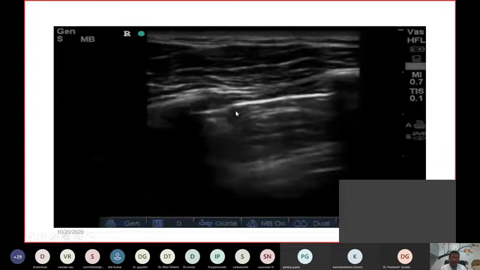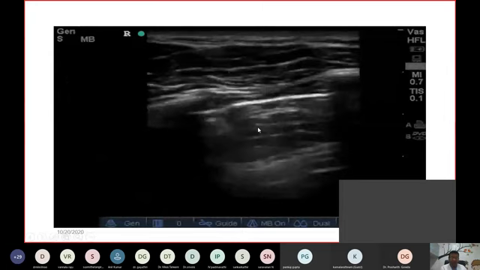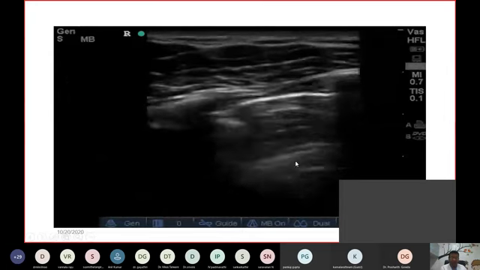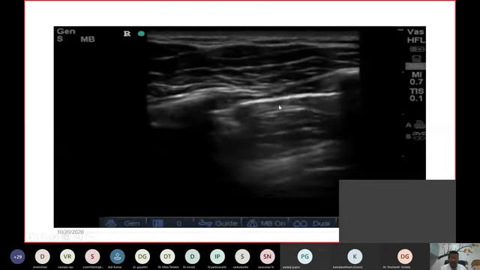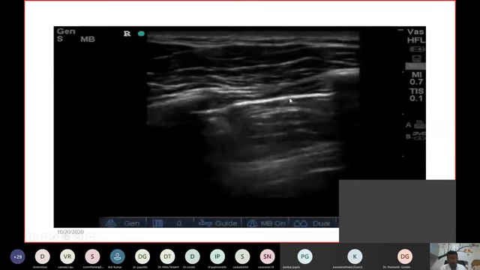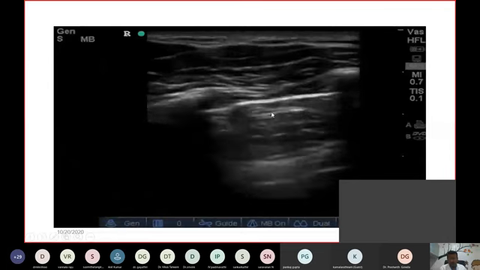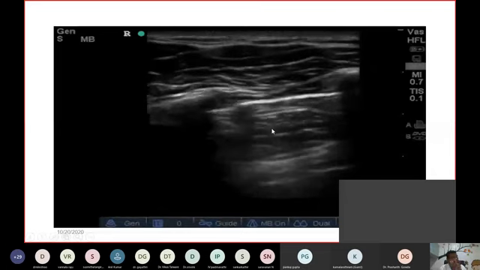Now you see there are A lines down. You can see A lines, and these are comet tails. These are not B lines. These are some kind of comet tails. So you can see this is a pleura with no lung sliding. You have no B lines. You can see equidistant A lines. So this is your A dash profile, that is absent lung sliding with A lines.